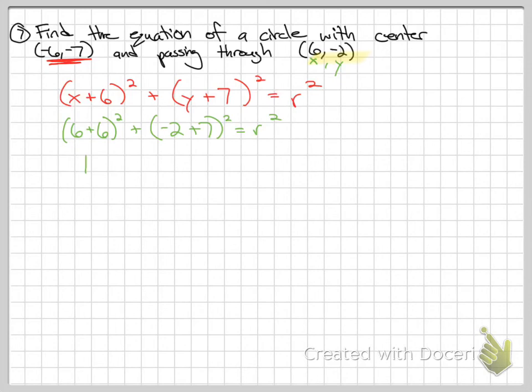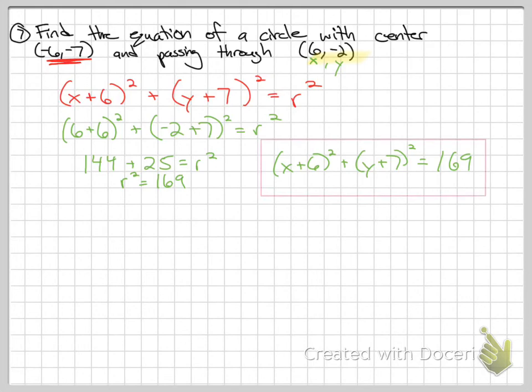That's 12, and then squared is 144. That's 5, and then squared is 25. Add them together, and r squared equals 169. So, x plus 6 squared plus y plus 7 squared equals 169. I only square root that if I'm sketching it, right? The radius would be 13, but it equals that for my equation. There's the equation of your circle.